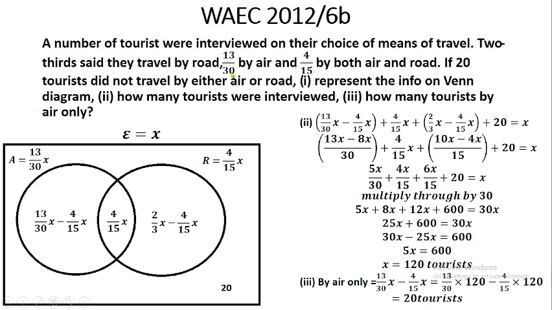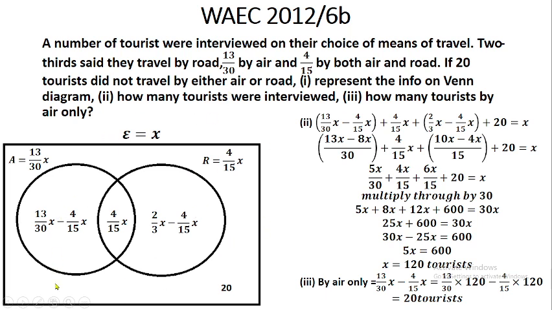Then 13 over 30 by air. Then 4 over 15 by both air and road. Then 20 tourists did not travel by air or road. So represent the information on the Venn diagram. How many tourists were interviewed? How many tourists traveled by air only?